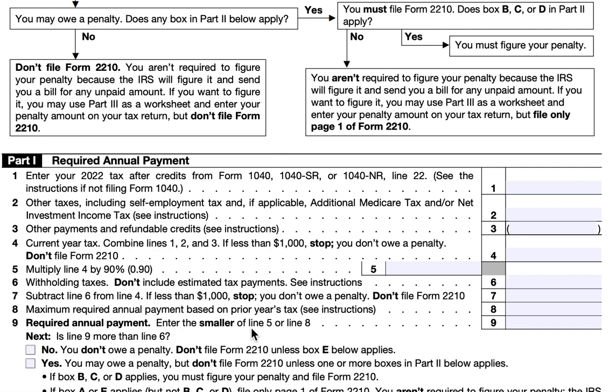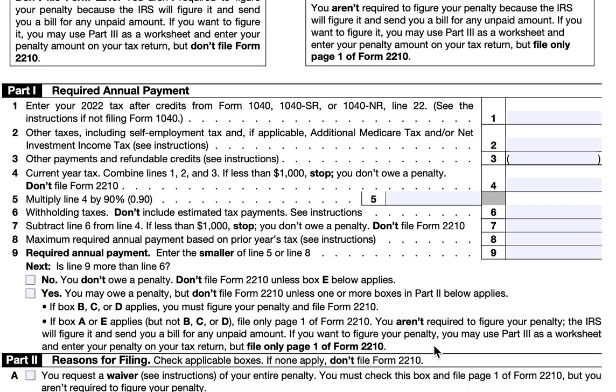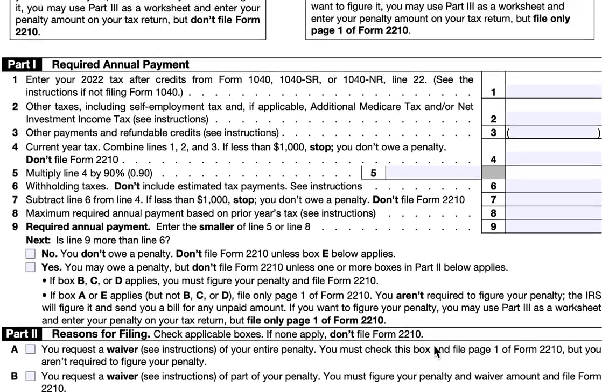For the required annual payment, you're going to enter the smaller of either line 5, which is this, or line 8. If line 9 is more than line 6, so if your required tax payment is more than the amount you actually paid, then you might owe a penalty. If it's smaller, then you don't owe a penalty and you don't need to file this form unless box E applies, and we'll get to box E in just a moment.